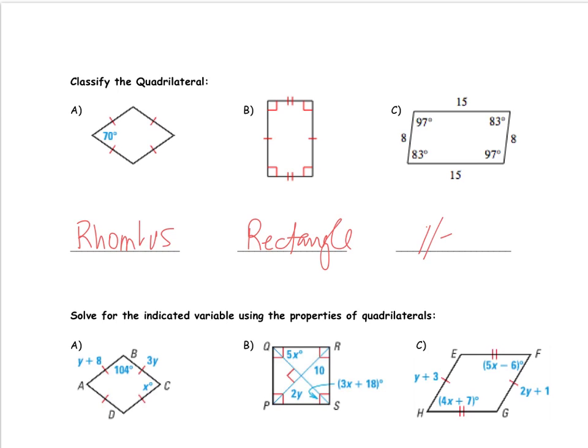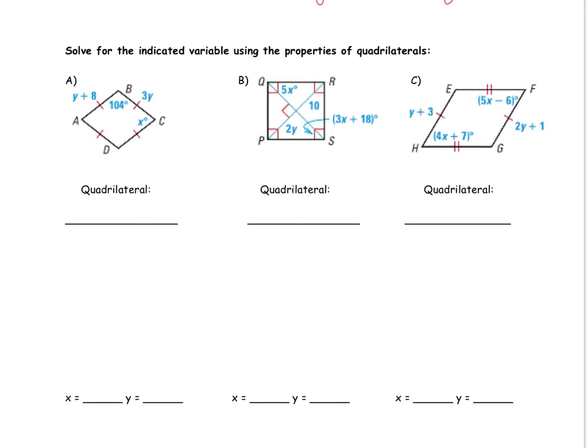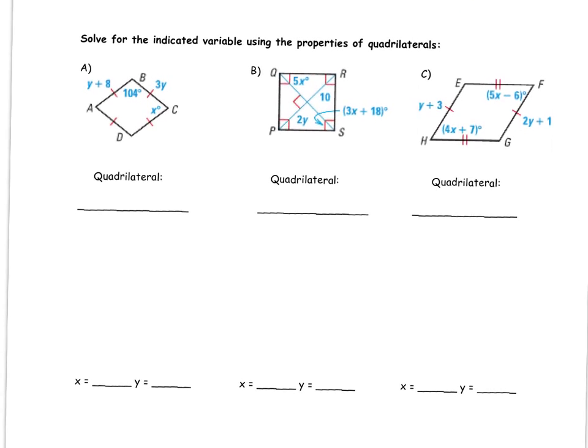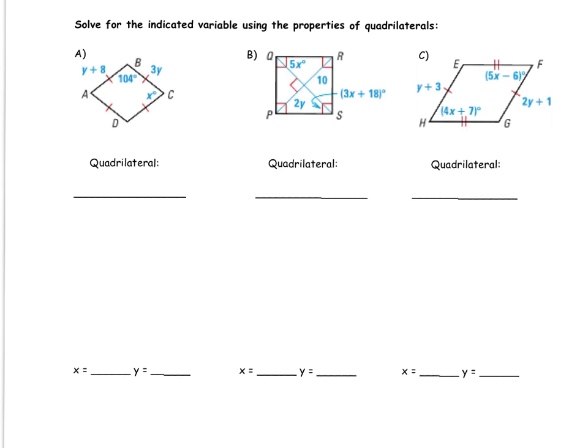Opposite sides are congruent. Opposite angles are congruent. Okay? And consecutive angles are supplementary. Okay? All right, the second part, A. Okay, first thing we gotta do is identify what the figure is, and then we gotta solve for x and y. So, what's the figure? Rhombus, I heard? Rhombus? Sergey? Rhombus. All four sides are congruent, so it's a rhombus. All right, how do we solve for x?